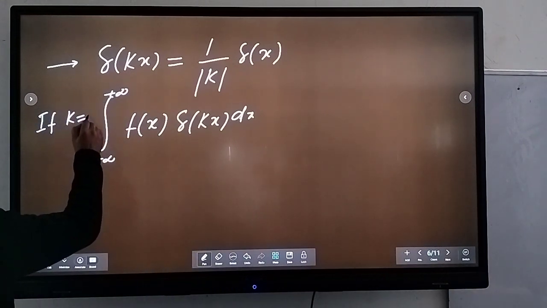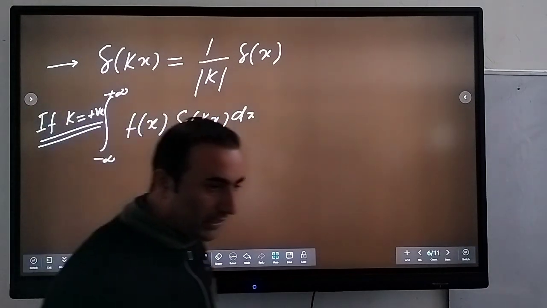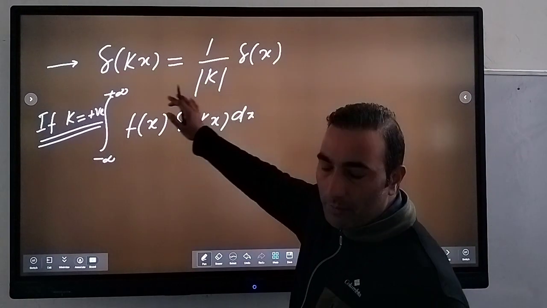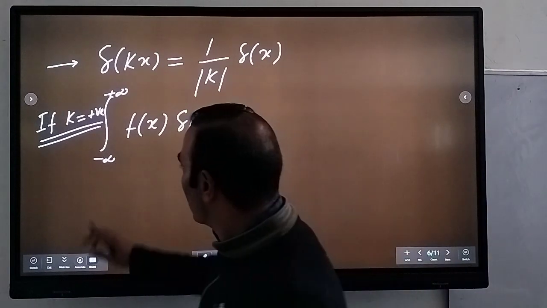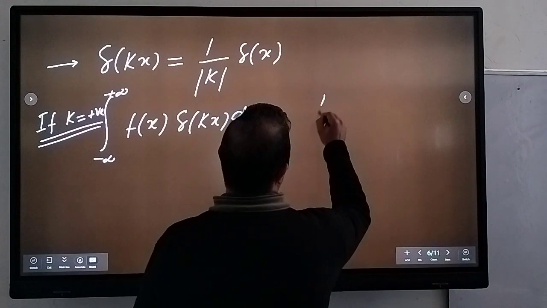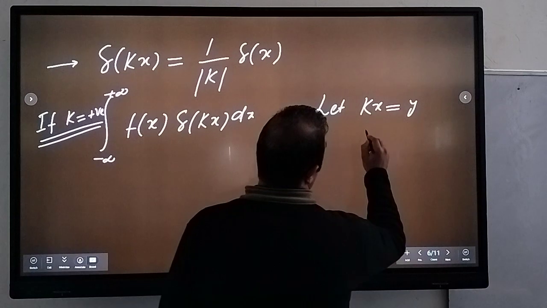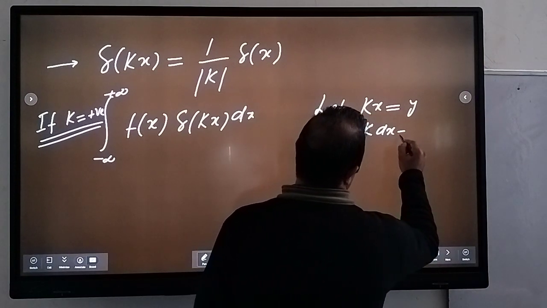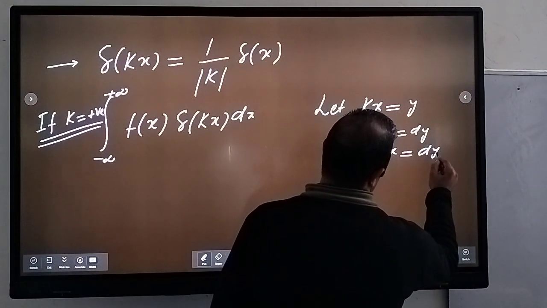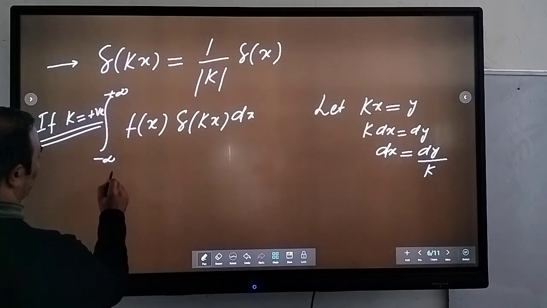So first case, if k is positive, k can be plus 1, plus 2. In the second case, because I am taking the mod, k can be positive as well as negative. So first case is that k is positive. So let us do one thing. Let us consider that kx equals y. Okay, so let's use it here.